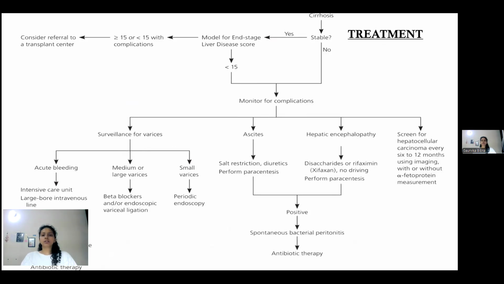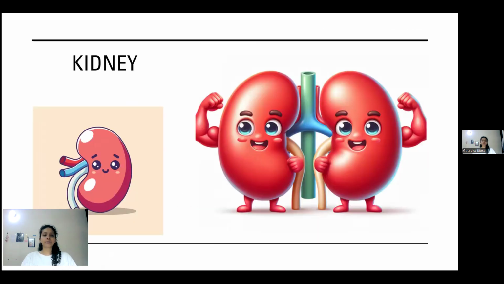Treatment. If there is cirrhosis, then it's stable. If the Model for End-Stage Liver Disease score is less than 15, then monitor for complications. If not, then monitor for complications. Surveillance for varices is done, along with monitoring for ascites and hepatic encephalopathy, and screening for HCC.